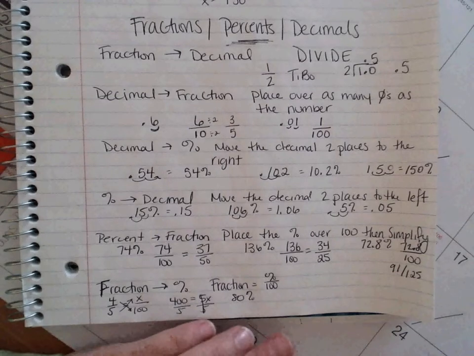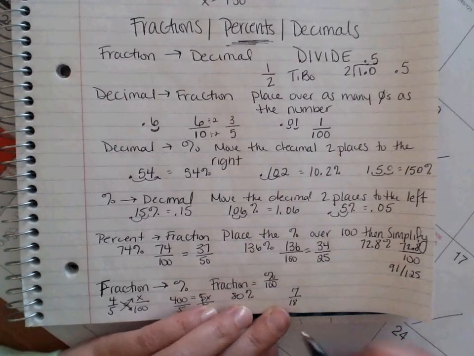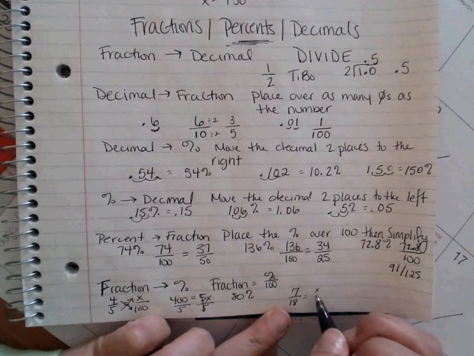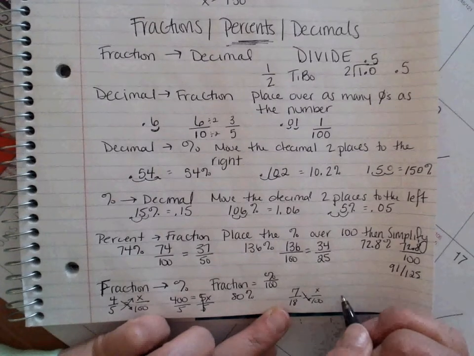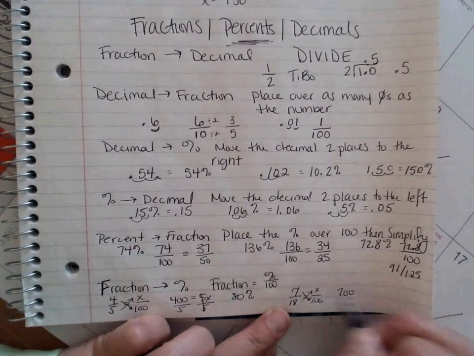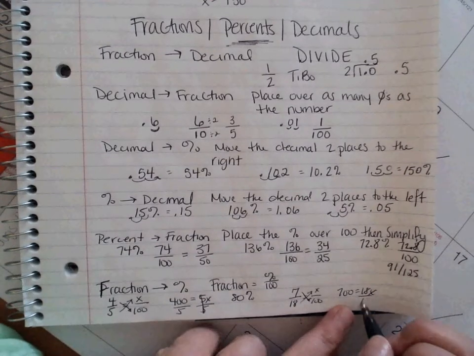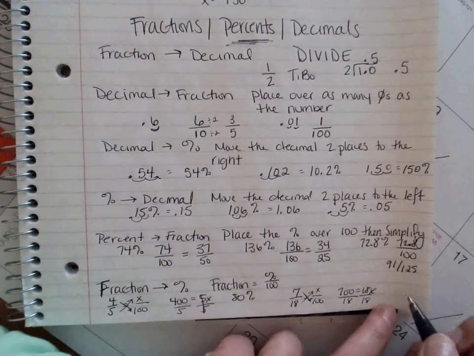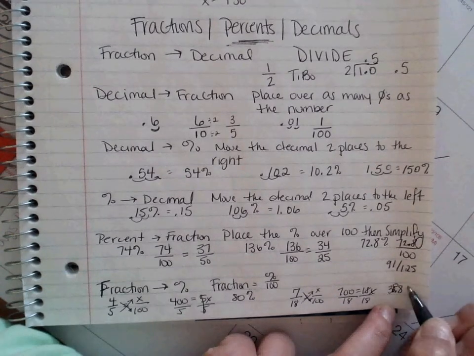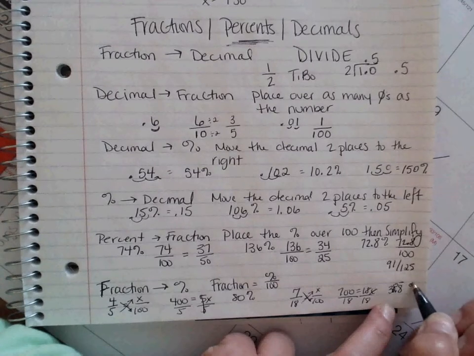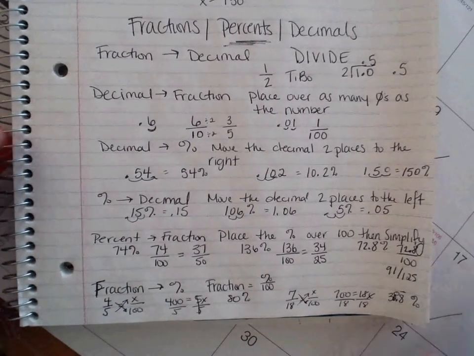And I'm left with 80%. So if I give you 7 over 18, I'm going to say 7 over 18 equals x, I'm going to use x for that percent, over 100. 7 times 100 makes 700. 18 times x makes 18x. Divide by 18, and I'm left with 38.8 repeating percent. You can have a decimal as a percent.